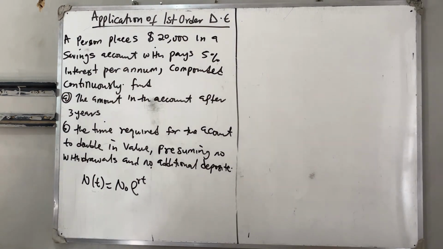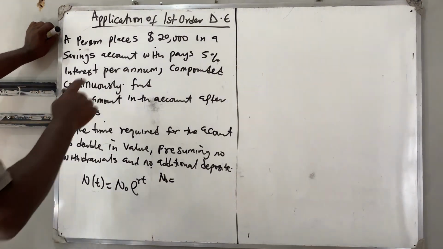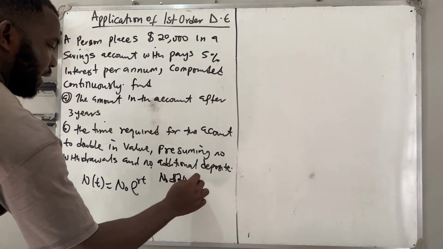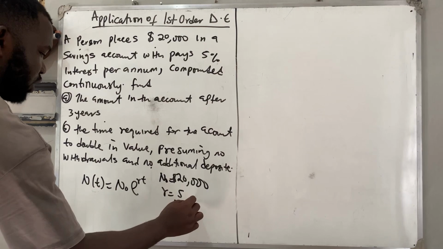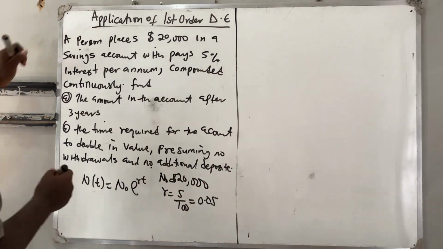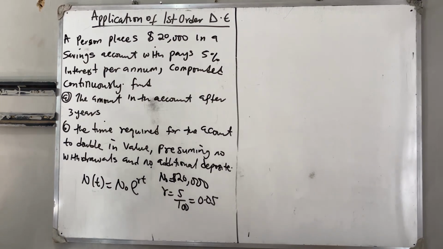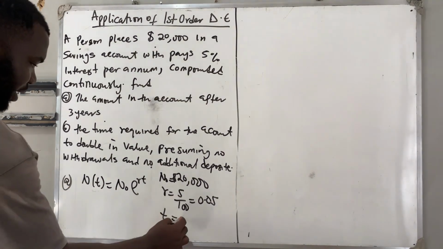So let us put it now. N naught is the initial amount, and the initial amount in the account is $20,000. So the rate is 5%. That is 5 over 100, which is 0.05, the rate. Okay. So now they are asking us about the next 3 years. So the time for question A, the time here is now 3.